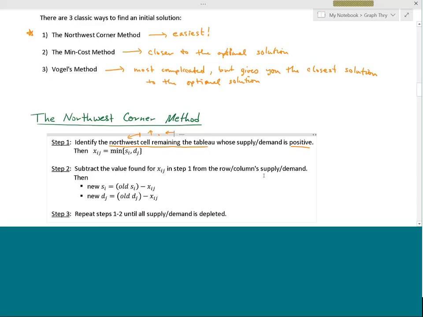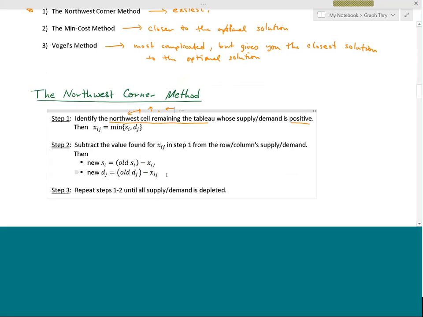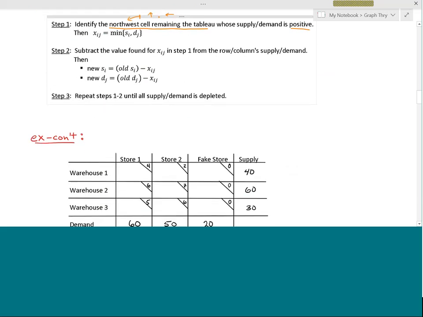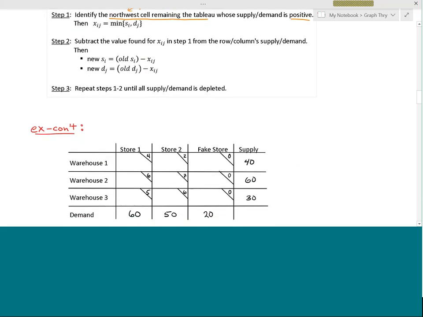Now, what will happen is when you do this subtraction, since you tried to grab the minimum of the current supply and demand across your row and your column, you actually identified one of those two guys, and either the total supply or the total demand is going to zero out on you. Could be both if they were equal, but one of these two guys is going to end up with zero. In other words, you've depleted either the supply or the demand of that row and column, and you repeat these steps 1 and 2 until all of your supply and demand is depleted from all of the rows and columns. So let's see how this works out in an example.